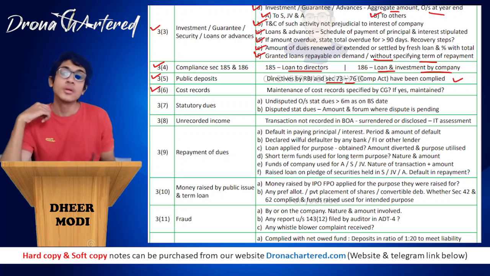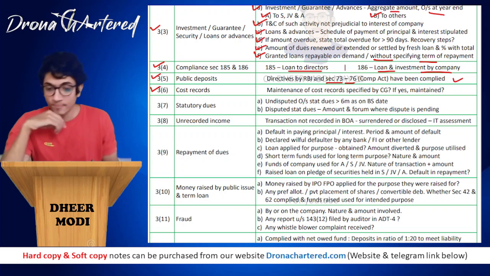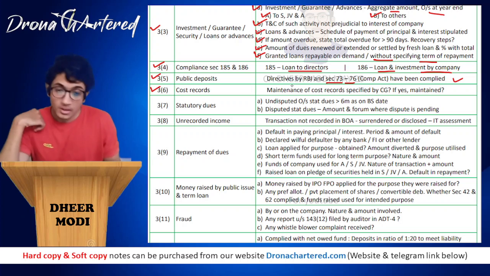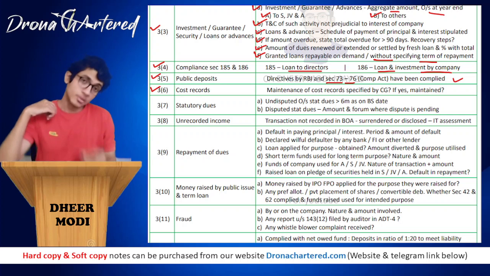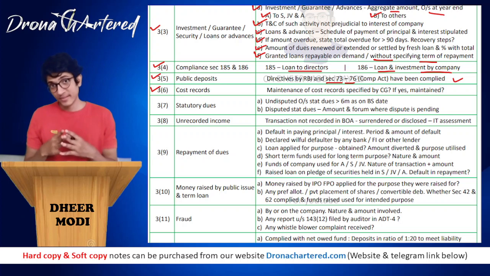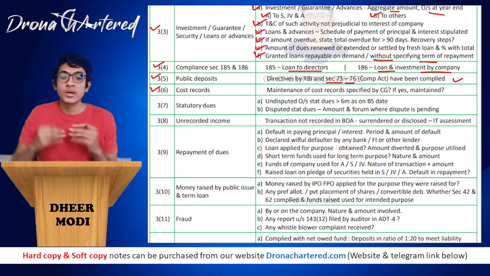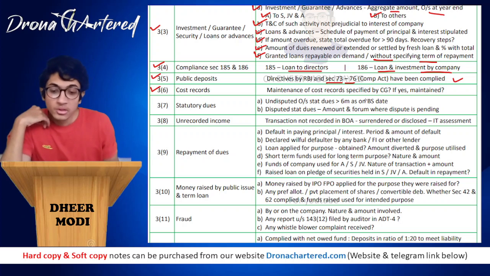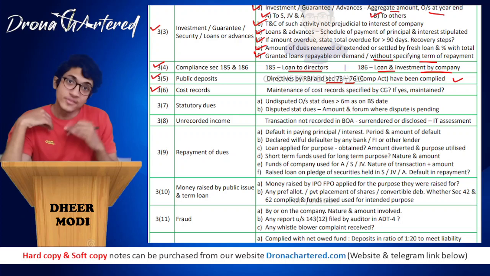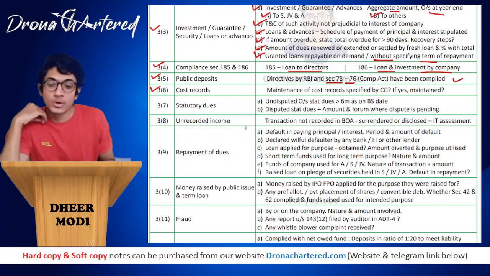Next clause is your 6, that is cost records. So whether maintenance of cost records has been specified by CG. So CG has specified some companies who are required to maintain cost records. So whether the company comes under that list of companies, and if yes, whether they have maintained these records or not.